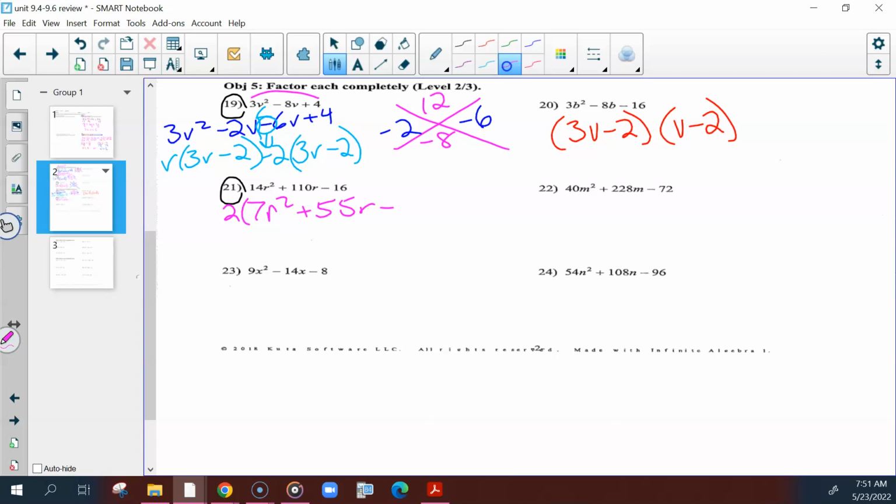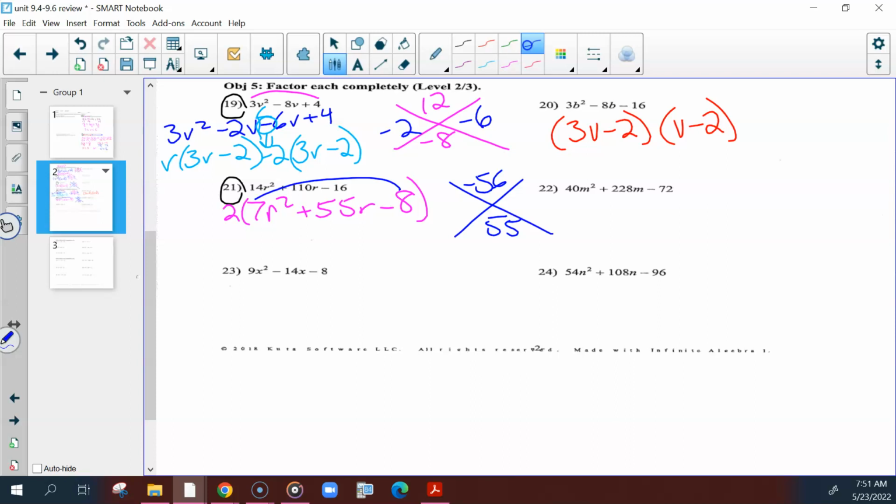What would this last number be? Negative 8. And then we would start the same process as before. We're going to multiply 7 and negative 8, negative 56. Two numbers that multiply to be negative 56, but add to be 55. Remember that the closer those two numbers are, one of your answers is going to be 1. So what two numbers would multiply to be negative 56, but add to be 55?